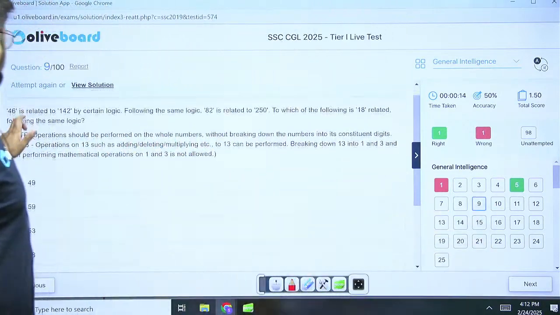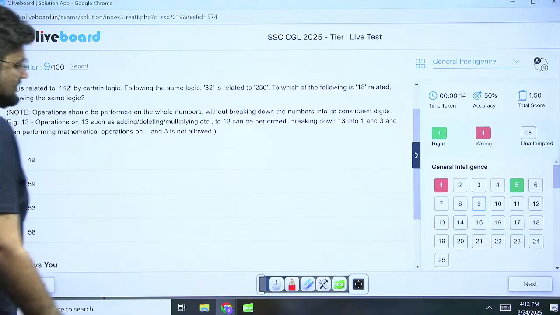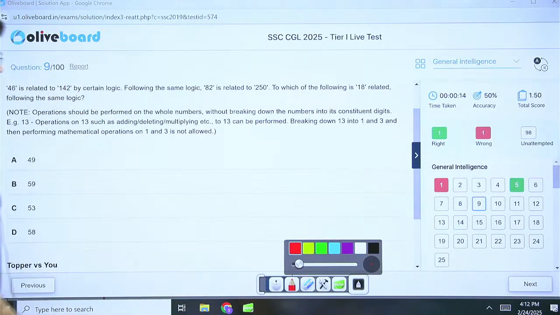Question number 9. Interesting. Easy but. 46 is related to 142. With the same logic, 82 is related to 250. Then how is 18 related to which of the following numbers?